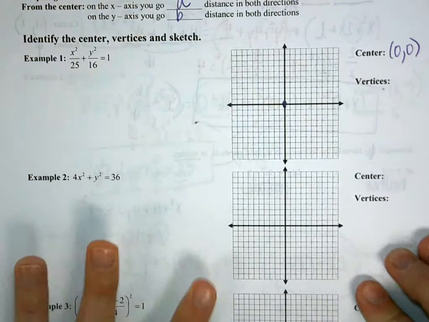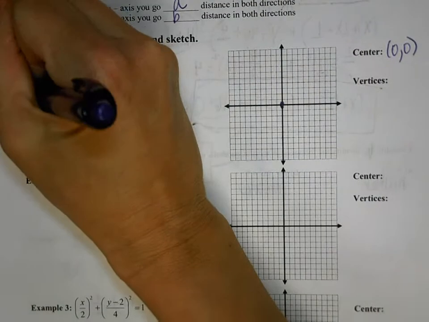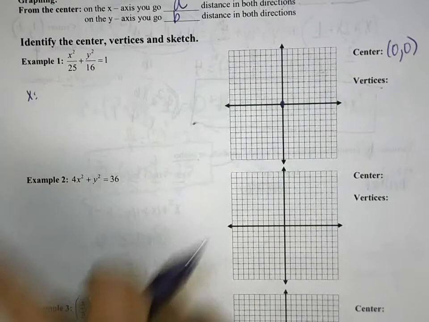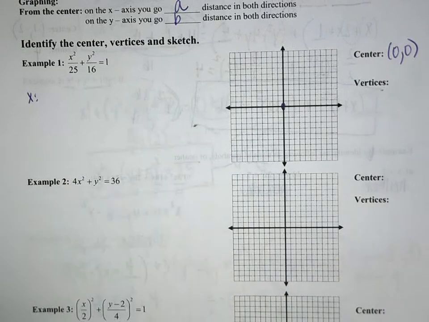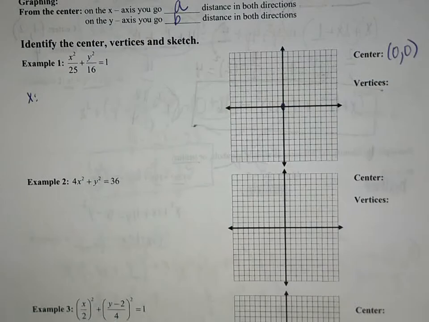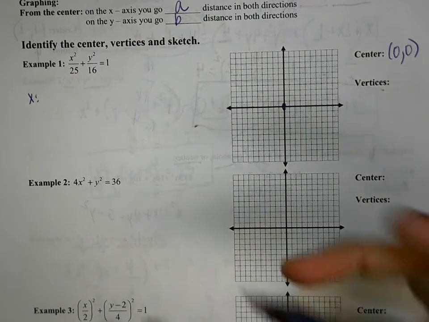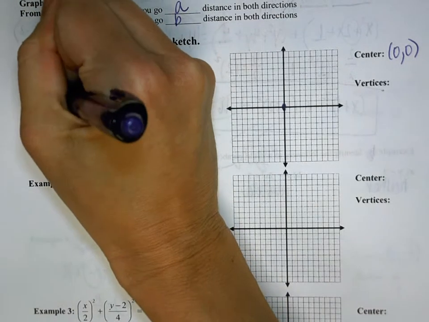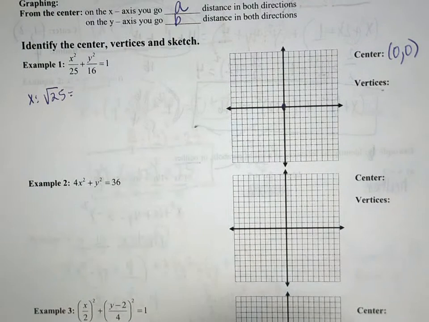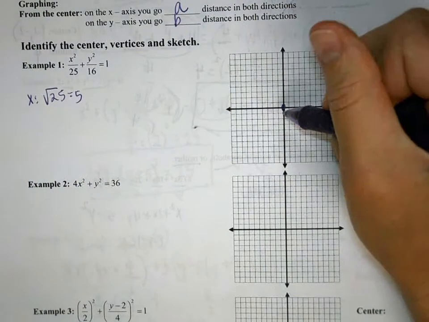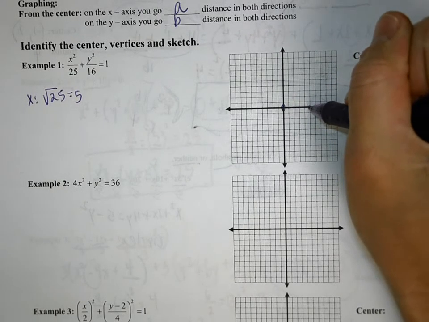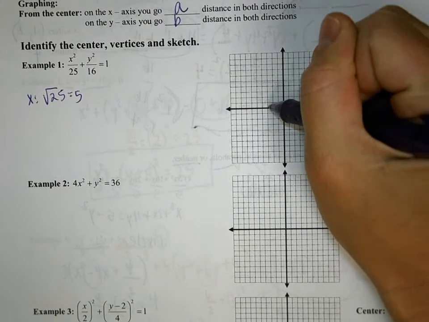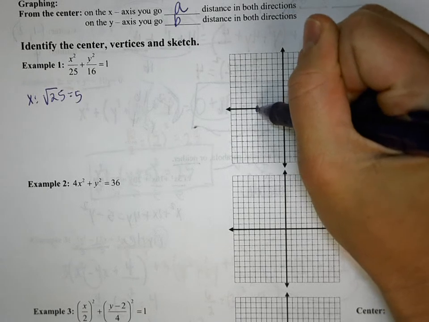For my x-axis here, on the bottom of the x is 25. So in order to find out how far of a distance I'm going to go on my x-axis, what am I going to do? Good. Take the square root of 25, and the square root of 25 is what? 5. So that means on my x-axis, I'm going 5 in each direction. 1, 2, 3, 4, 5. And then 1, 2, 3, 4, 5.